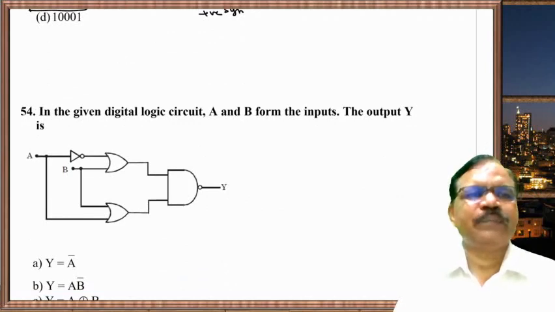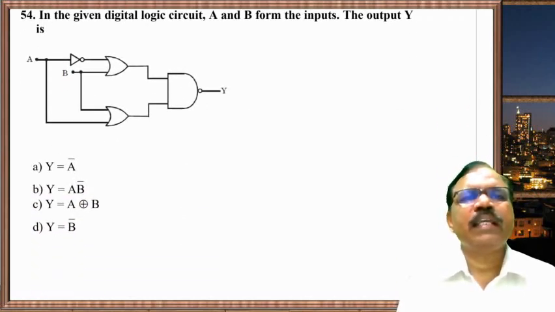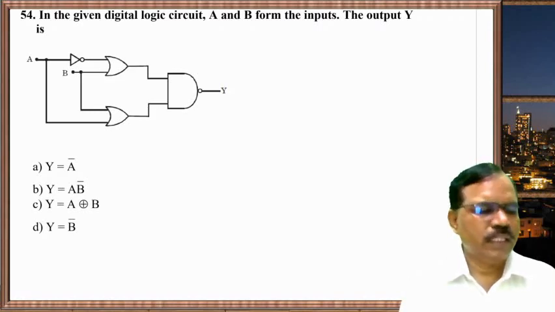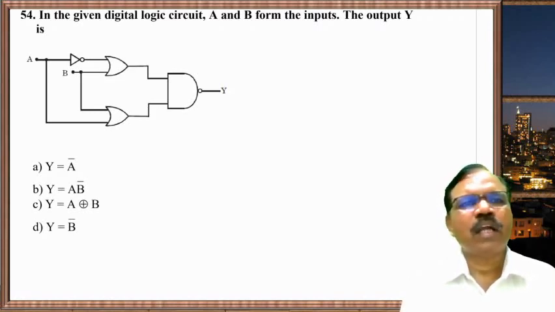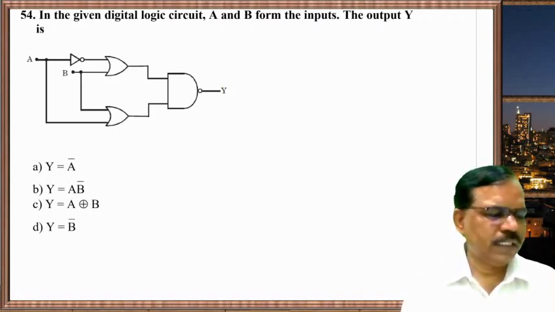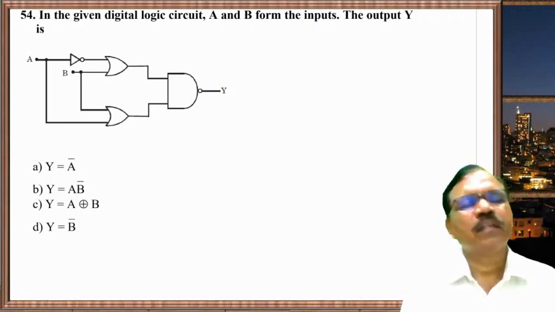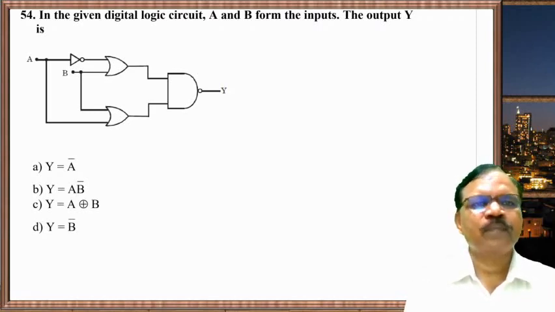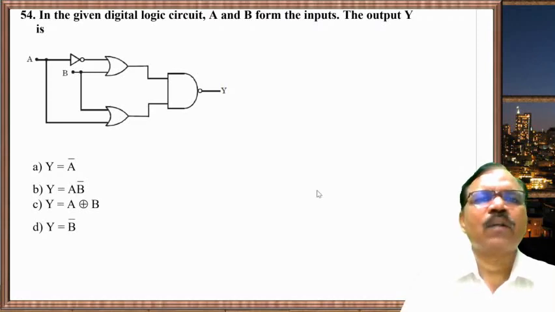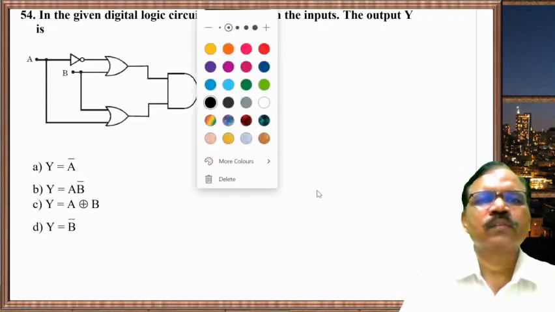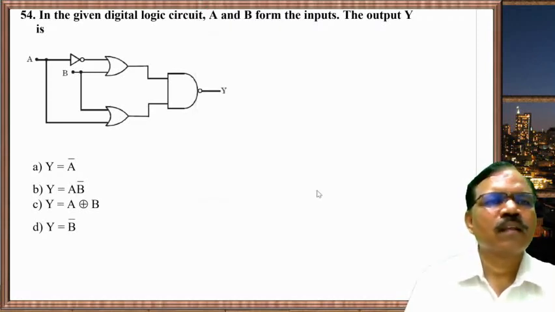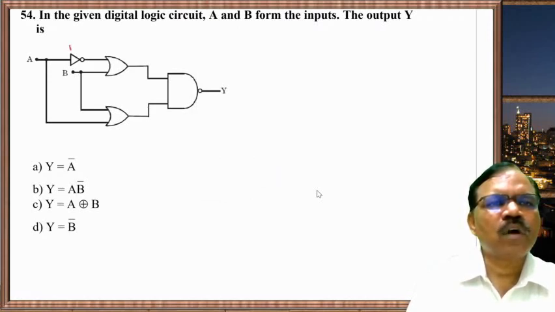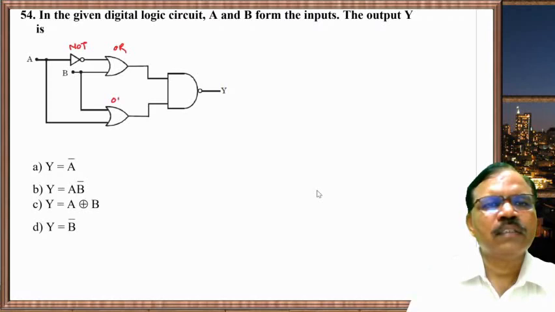Now next one. In a given digital circuit, A and B form the inputs, the output Y. So see the circuit carefully. If we see the circuit carefully, A and B are two inputs, and here we have, this is a NOT gate, this is an OR gate, this is an OR gate, this is a NAND gate.